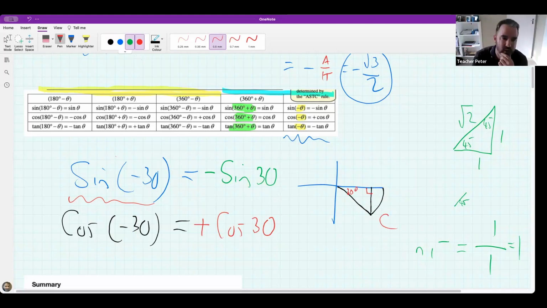Okay, now I want you to change this one into a positive angle. So what is the tan of minus 30 the same as? And I want you to reduce it in the same way that I've been doing here so far.